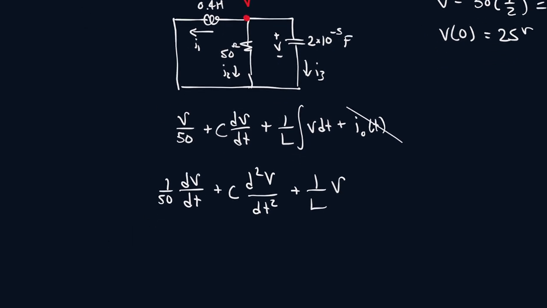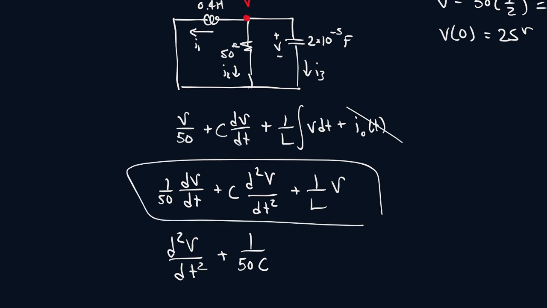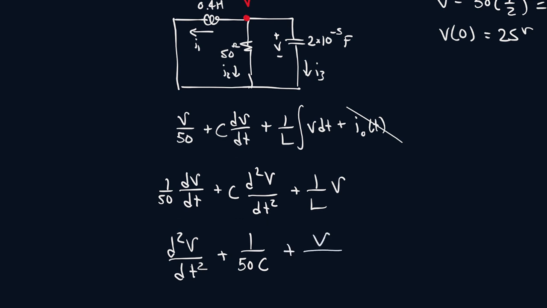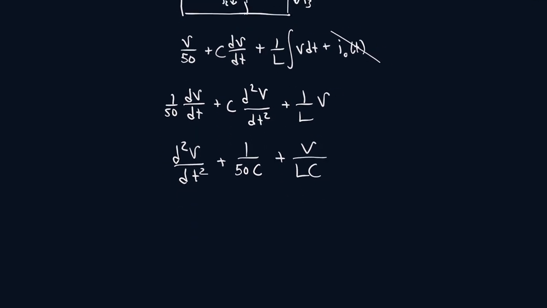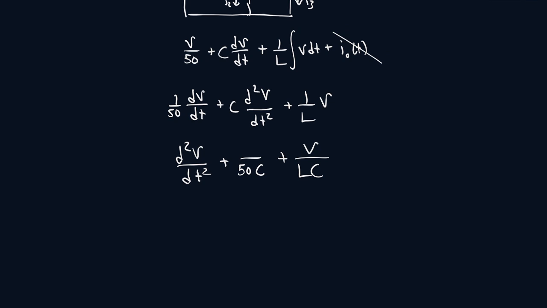Okay, so I'm going to rearrange everything and have this just be alone. So it'll be d squared V over dt squared plus 1 over 50C, I'm dividing everything by C, plus V over LC. Okay, wait, sorry, made a small mistake. This is supposed to be dV over dt plus 1 over LC, and then V here. Okay, there you go. That's more like it.